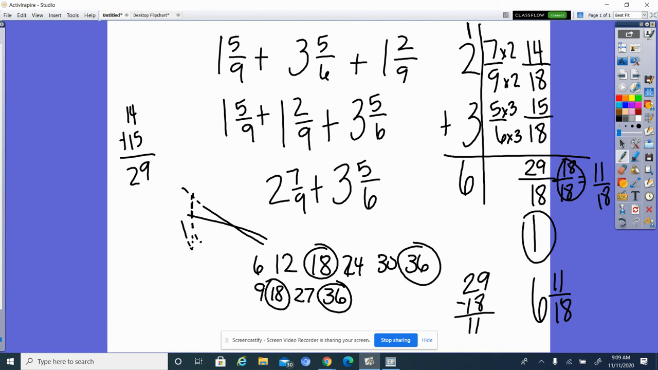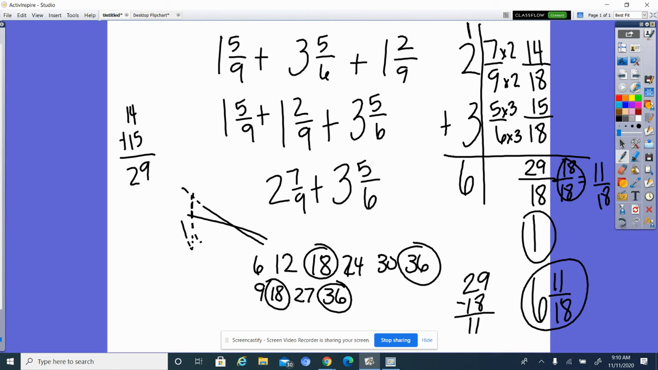Is 11/18 in simplest form? Yes. Why? 11's prime and yes, you have to answer that question too. If you are going to use the prime answer, you have to say 11's prime and 18 can't be divided by 11. Okay, good. So we got 6 and 11/18.